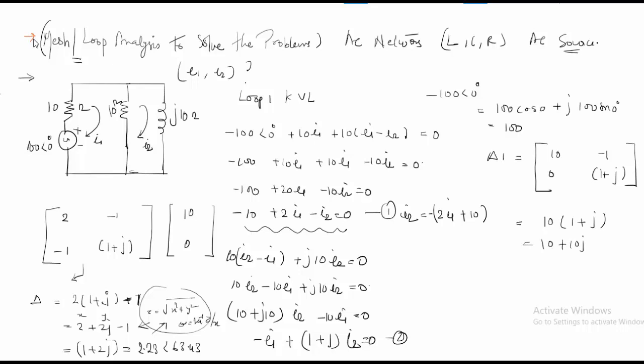So my delta 1, if I am resolving it, will come close to 14.14, making an angle of 45 degrees. So my I1 is equal to delta 1 divided by delta, which is equal to 14.14 divided by 2.23, making an angle of 45 degree, and here making an angle of 63.43 degree.